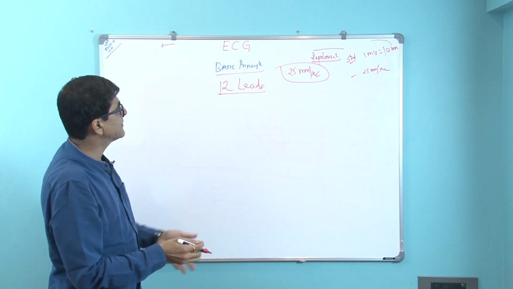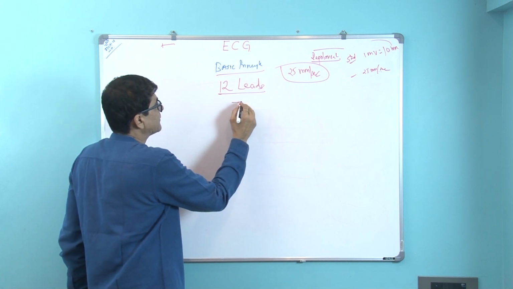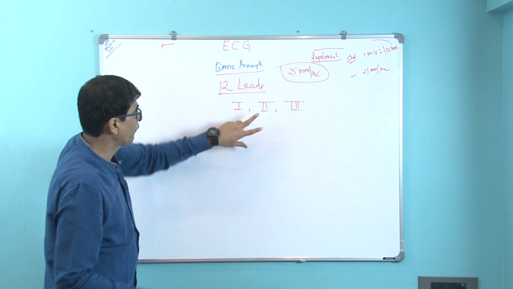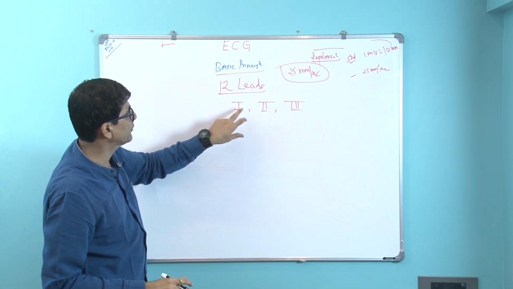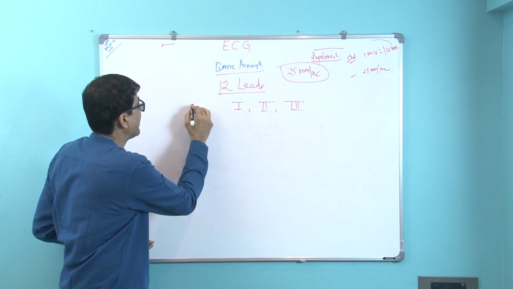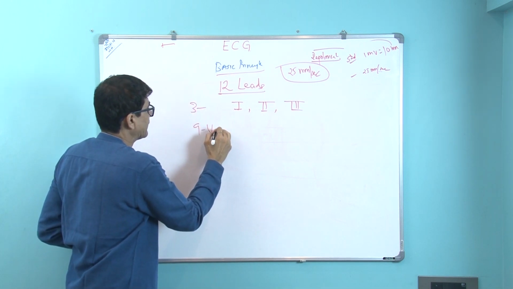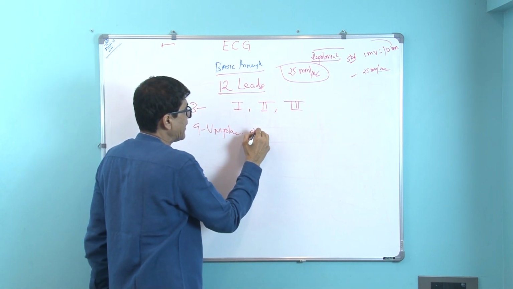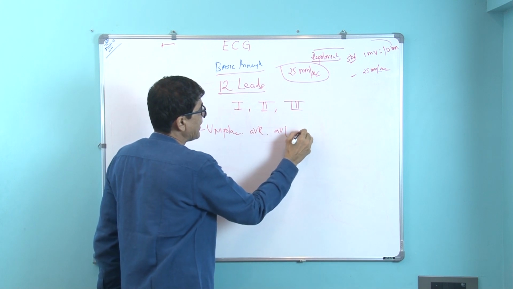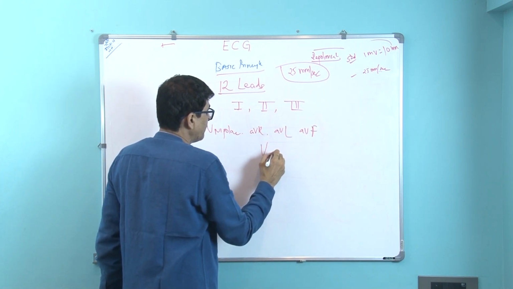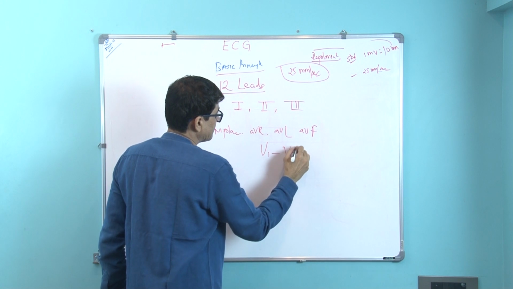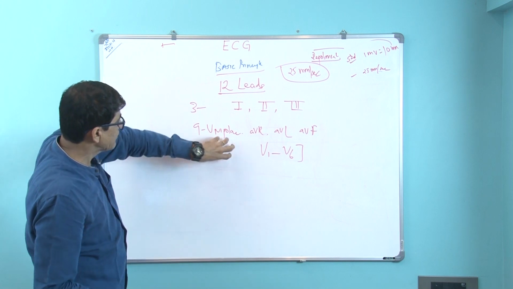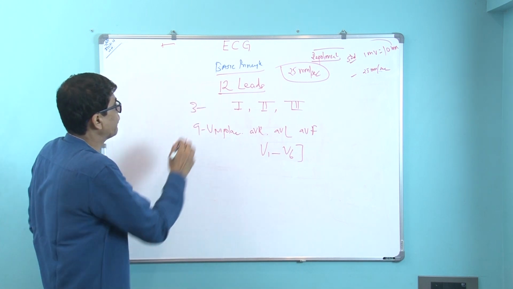Out of 12 leads, there are 3 bipolar leads. Bipolar means 2 poles, positive and negative. And there are 9 unipolar leads. Those are AVR, AVL and AVF, and V leads V1 to V6. So, there are 9 unipolar leads and 3 bipolar leads.